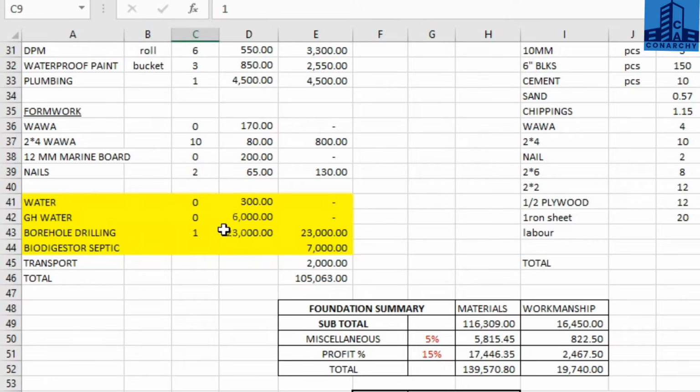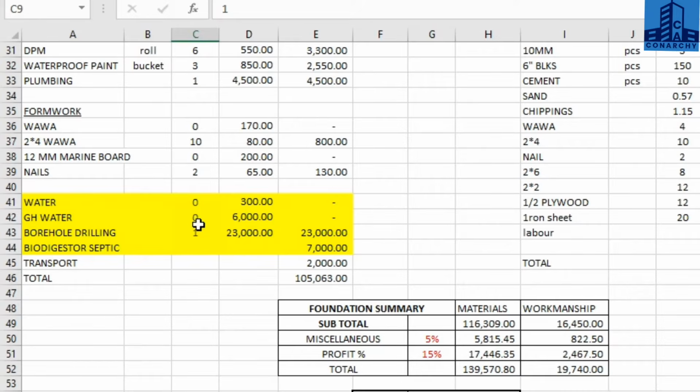And this right here has been highlighted in yellow for a reason. In construction, sometimes you have to be buying water for the construction. If there's no water available, we have to buy water. So I just inputted 0. That means we are not really buying water. Or to prevent this, and you want to factor for the future, you can pay for a borehole to be drilled on your land. Once the borehole is drilled, we can use that water during the construction. Even after the construction, you can be using that borehole water.